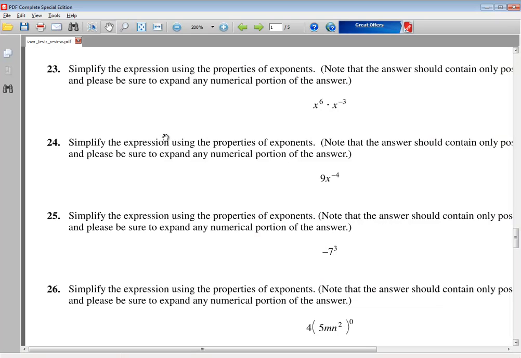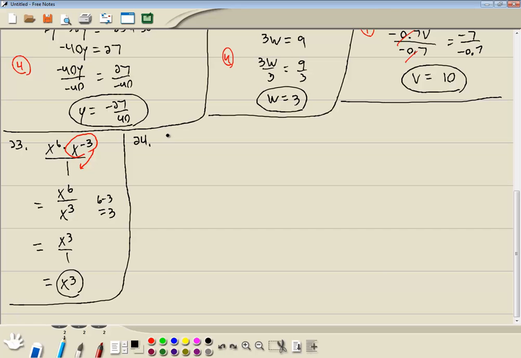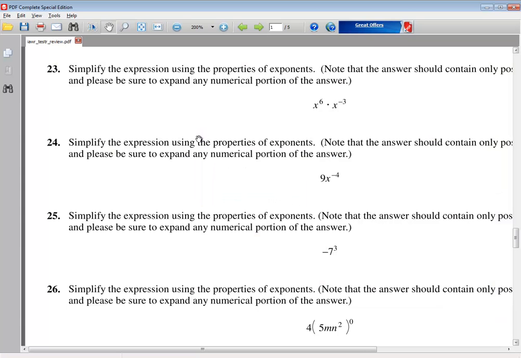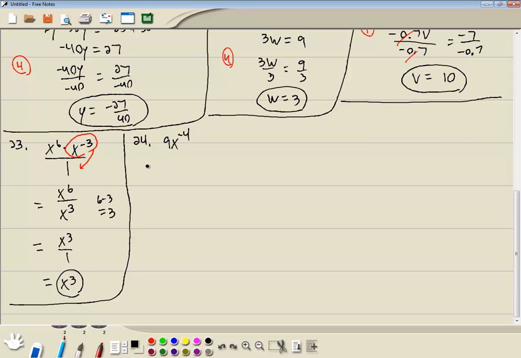Number 24. We got 9x to the -4. Now again, we don't want negative exponents, so we're going to put this over 1 so we can get rid of the negative exponent. And how you get rid of negative exponents is you take the part with the negative exponent opposite of where it's at in a fraction. So this x to the -4 I'll take down below. Now when I do that, the x to the -4 becomes x to the +4. And there's no more simplifying to do at that point, so that's our answer.